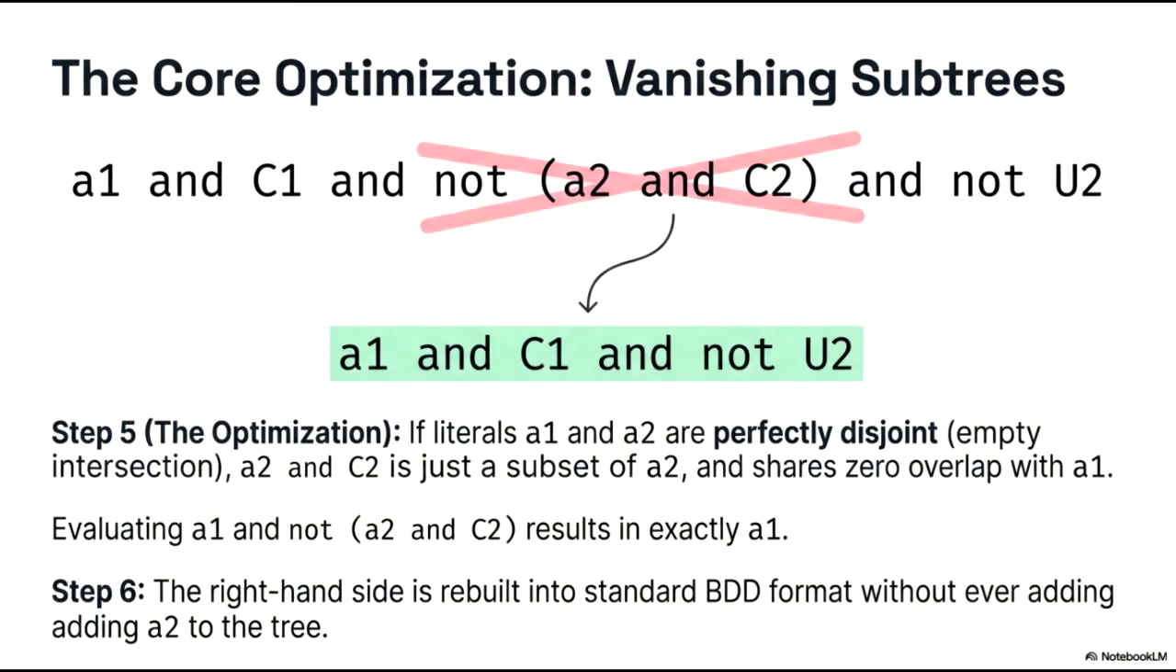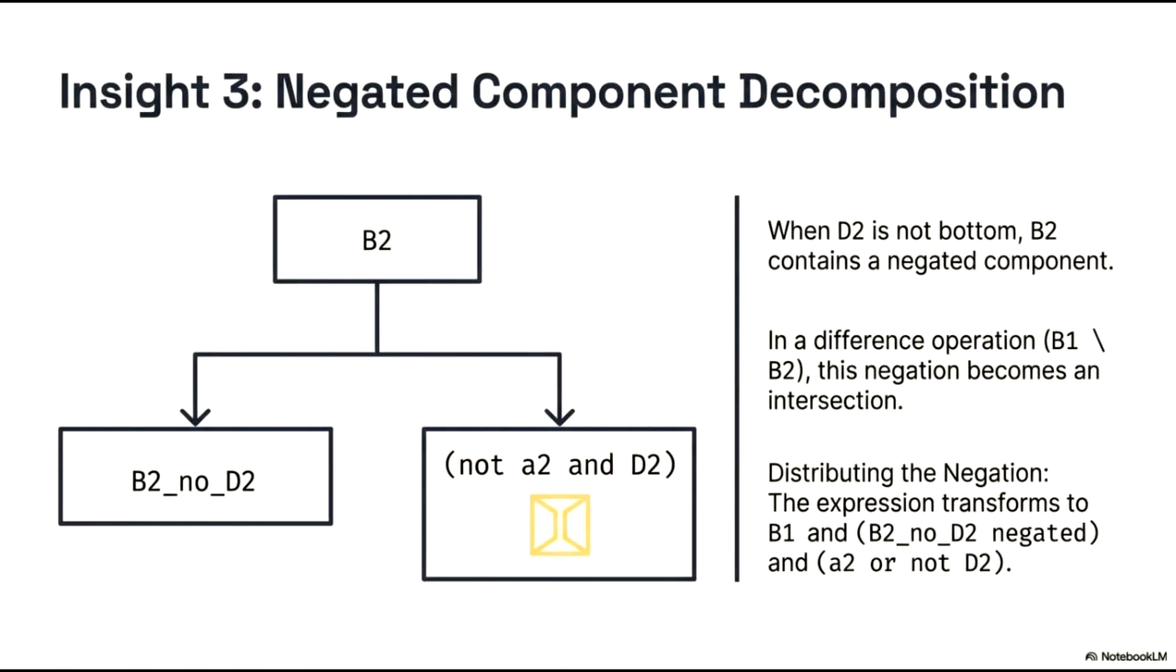Moving to step 6, the resulting right-hand side is rebuilt into standard BDD format. This optimization is highly efficient because it allows the tree to be constructed without ever needing to add A2, significantly streamlining the overall process. Insight 3 focuses on negated component decomposition.